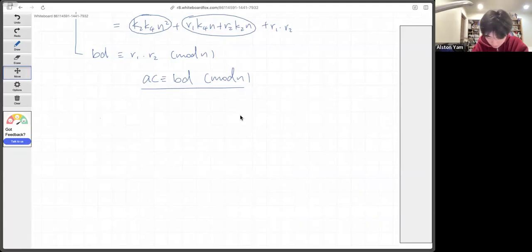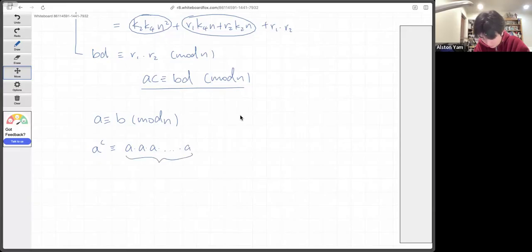let's have A is congruent to B mod n again. And we can raise it to some other power. Let's raise it to the C power. So A raised to the C power is A times itself, C times. That will be congruent to A times A times A times dot dot dot times A, C times. Well, that is also congruent to B times B times B dot dot dot times B, C times, because we have our previous property here.